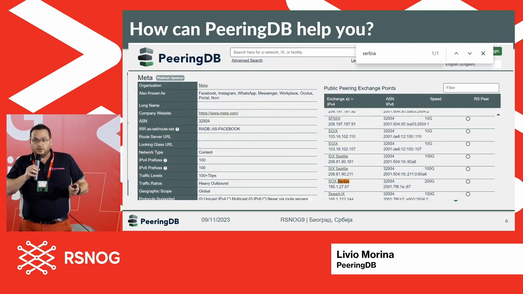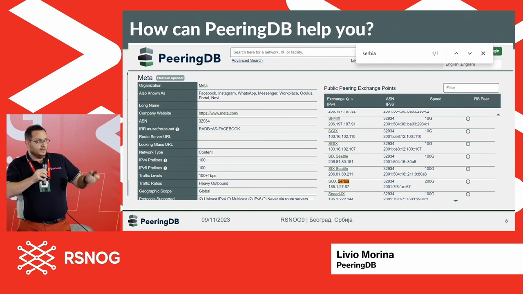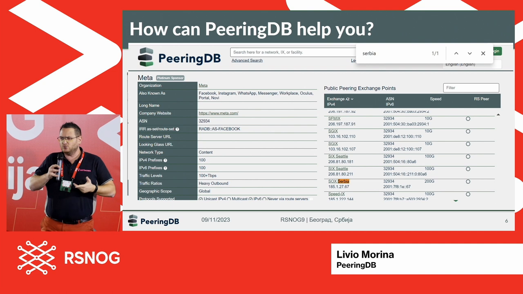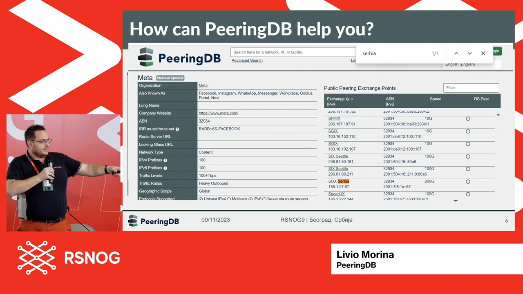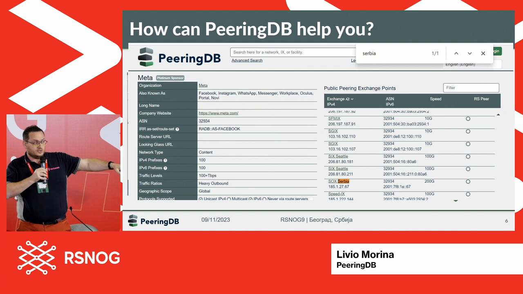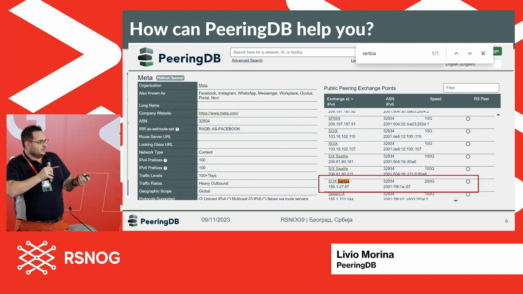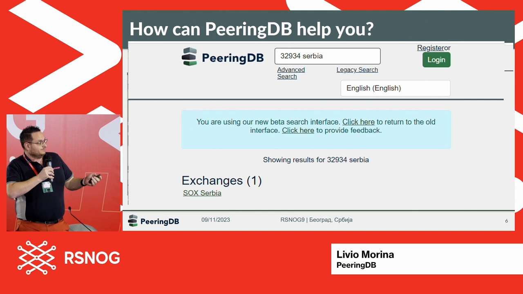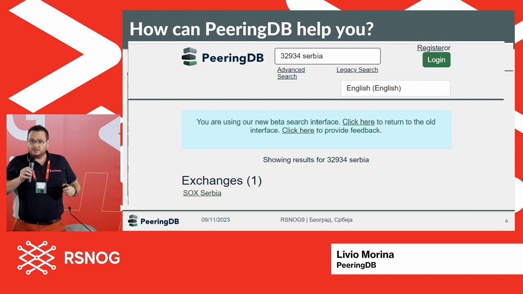Where is the Meta network located? I have a full list of the presence of Meta worldwide. I just pressed Control F to search for Serbia. It is not the best way to do a search, but I got this entry: SOX Serbia, 200 gigabits, the AS number and the IPs that Meta is using. But there is also something more interesting and easier to spot the Serbian AS number of Meta.